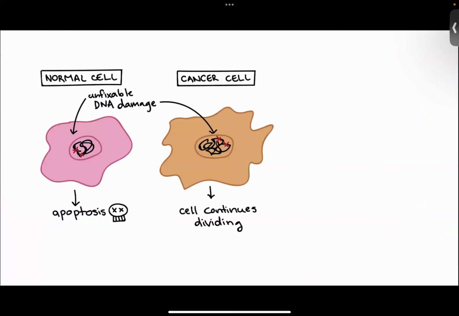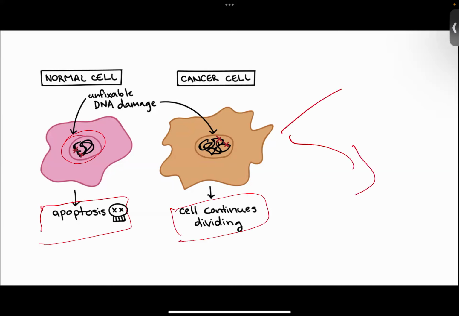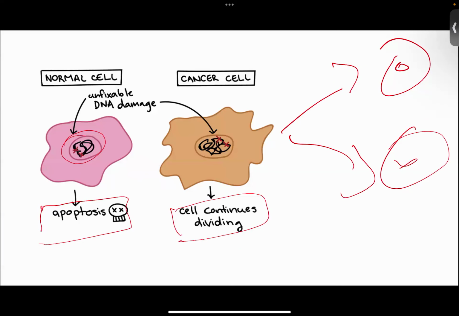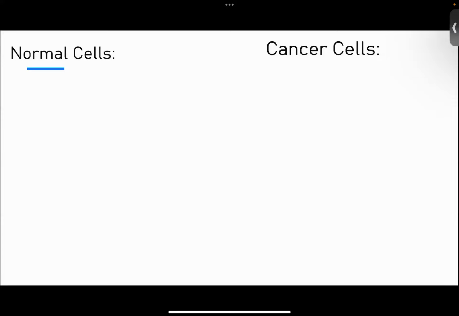One more factor is that in normal cells, if any DNA damage happens, usually the cell will undergo apoptosis. But in cancer cells, it's not like that. Again, it starts growing. This is what is wrong with cancer cells. This is what makes them strong. This is how they start forming tumors. So these are two things I wanted to differentiate between normal cells and cancer cells.